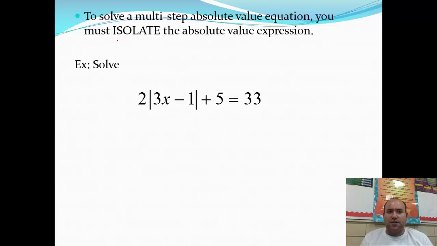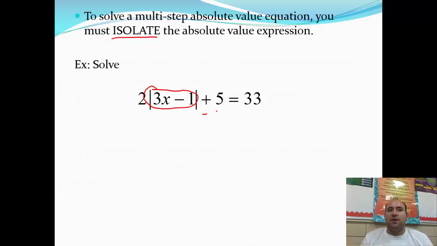Now, if you notice, the first couple we did, the absolute value bars were already by themselves. But now we're in Algebra 2, so we want to get a little bit trickier. Sometimes I'm going to embed the absolute value in a bigger equation like we see here in this example. The key is, before we can split up into two equations, we've got to isolate. So this is saying 2 times the absolute value of 3x minus 1 plus 5 equals 33. So we've got to get this all by itself.